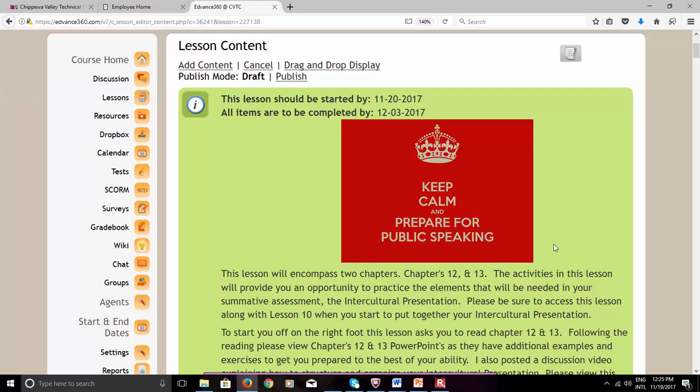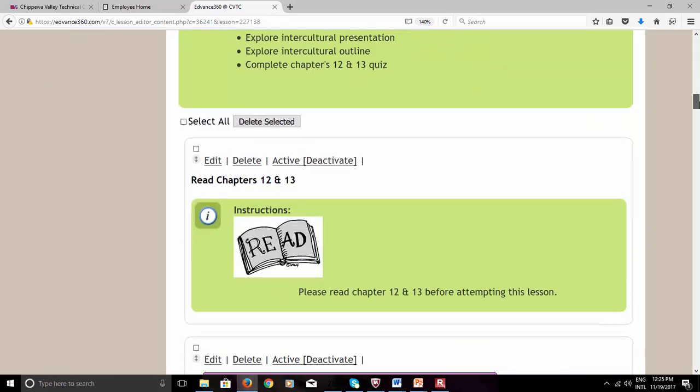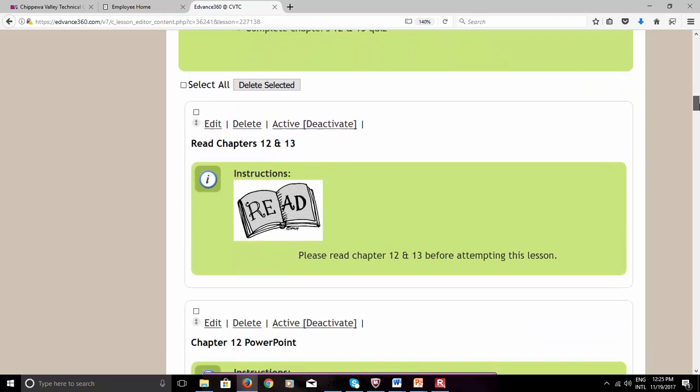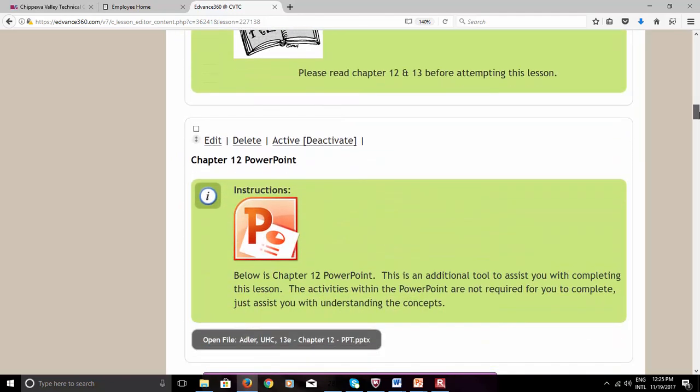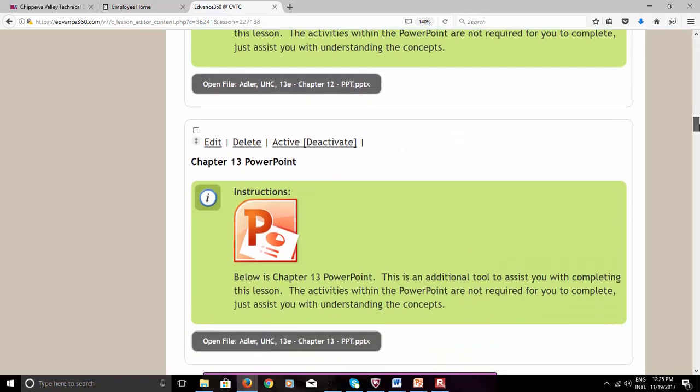Lesson 11 will continue to assist in preparing you for delivering your intercultural presentation. You will begin by reading chapters 12 and 13 from your textbook, and then viewing chapter 12 and 13 PowerPoints. As a reminder, these PowerPoints are an additional learning tool to assist you with completing this lesson.